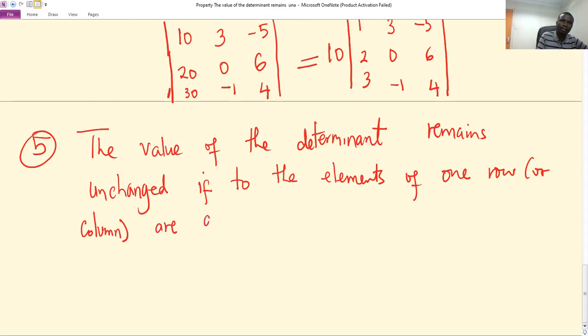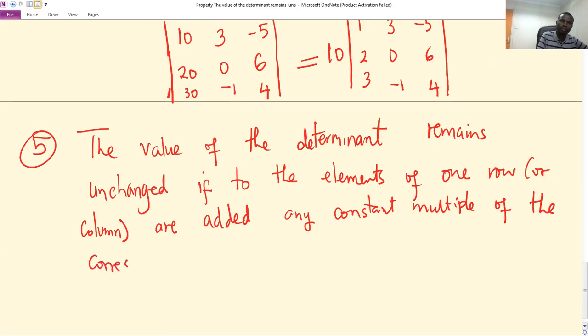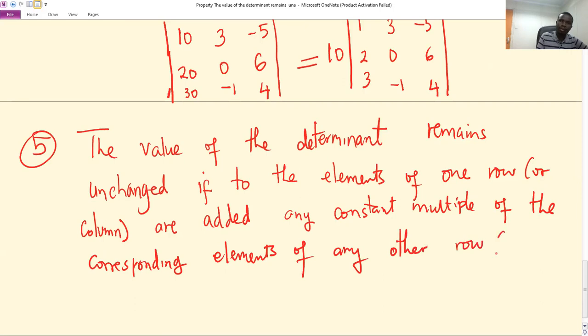are added any constant multiple of the corresponding elements of any other row or column, respectively.